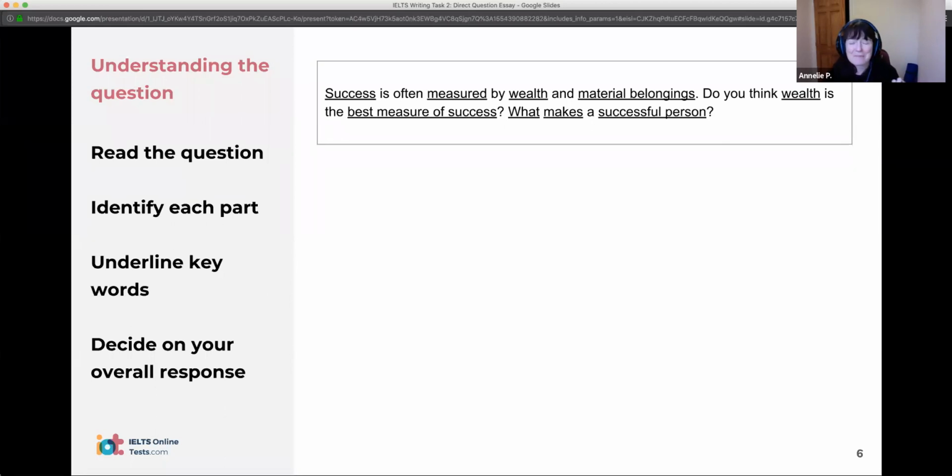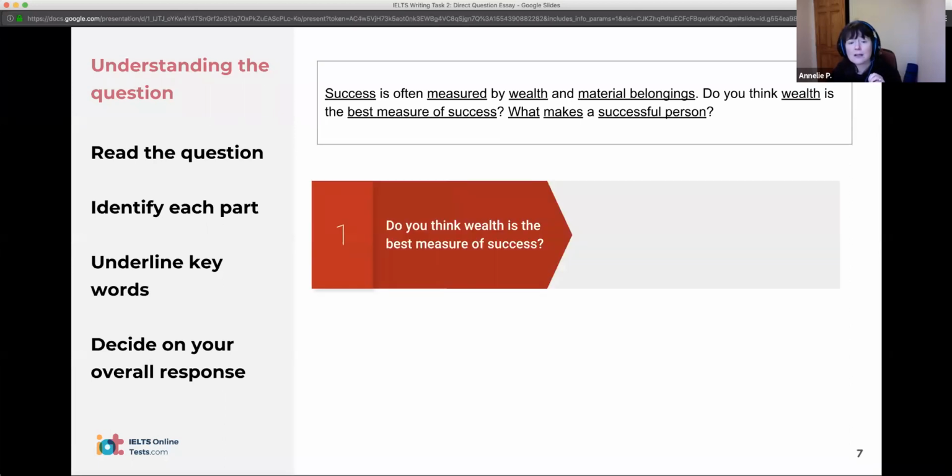Okay, so decide before you start writing what your response is, what your plan is, and how you're going to divide that up. Then when you're writing, you can focus on the grammar, the linking phrases, the vocabulary and get that as good as it can be. So we've got two questions, so that will be 2 body paragraphs, one paragraph for each of the questions.